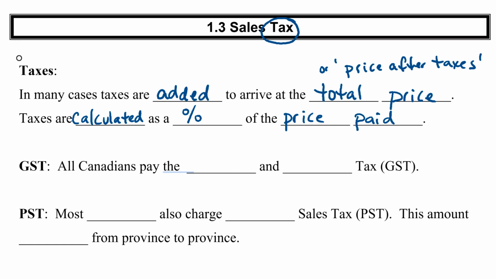Or instead of price paid, sometimes I say price before taxes. So when you go to a store and you see the tag, that would be the price before the taxes. Then we calculate the tax as a percentage of the price, and then we add the two together. All Canadians pay a goods and services tax. So the G of GST stands for goods, and the S is services.